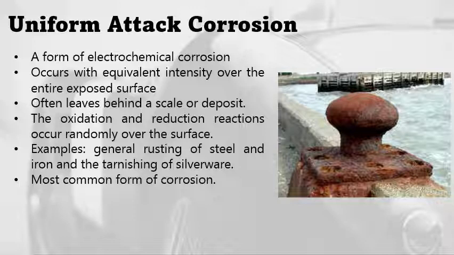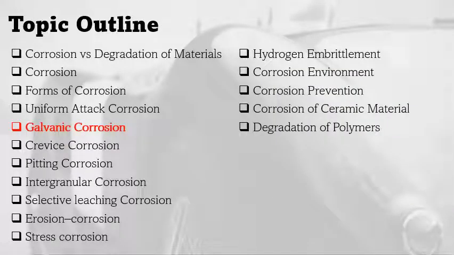One way to prevent uniform attack corrosion is the proper selection of the material for a particular application, knowing the kind of environment that the material will be exposed to. We will discuss this later on in the subtopic prevention. Let's move forward to the second form of corrosion, the galvanic corrosion.